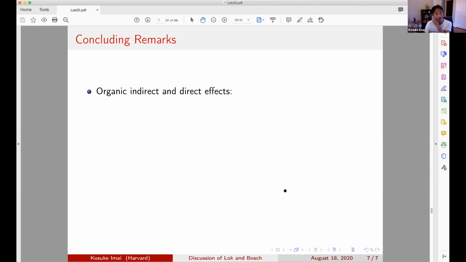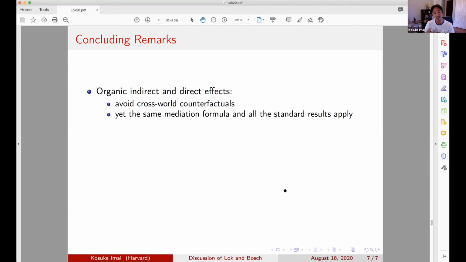Okay, so just to wrap up, these new quantities that Judith introduced avoid cross-world counterfactuals, yet the same mediation formula and all results still apply. So it's a nice combination of avoiding the controversial assumption, but you can still use the same formula and methods. Different basic interpretation, but same methods. But appropriateness obviously depends on applications.